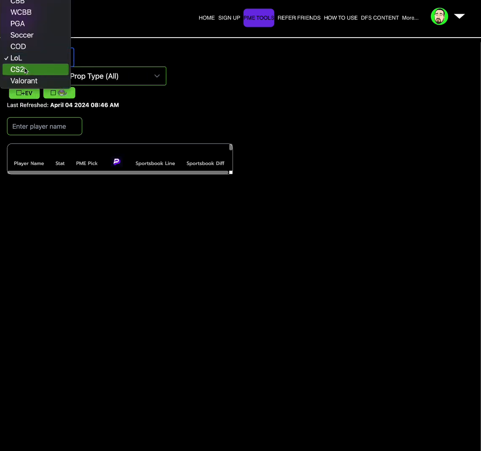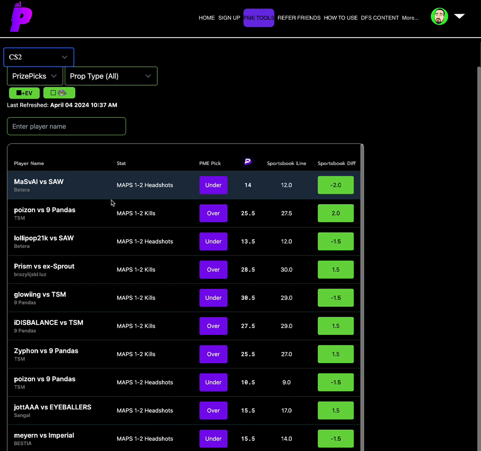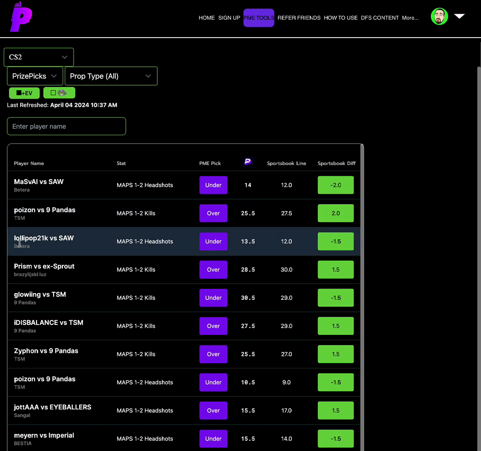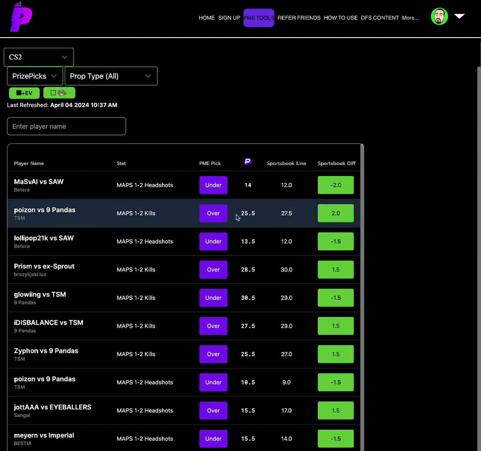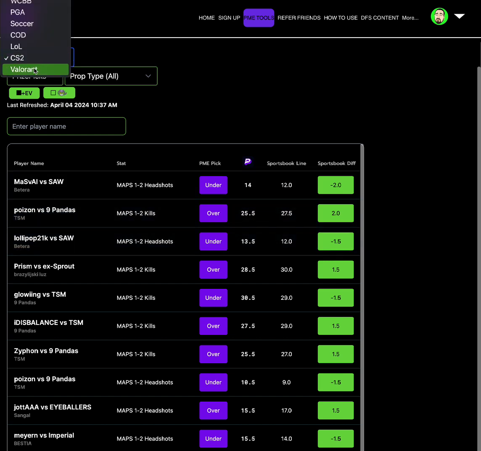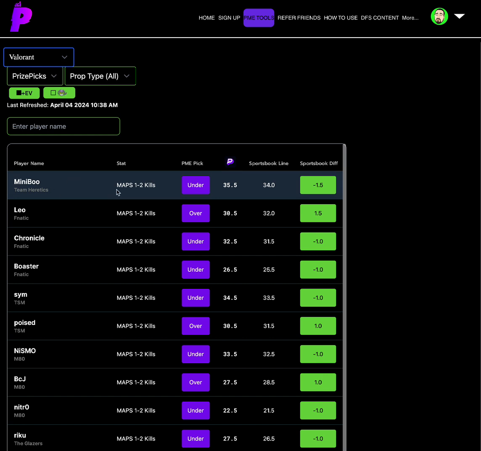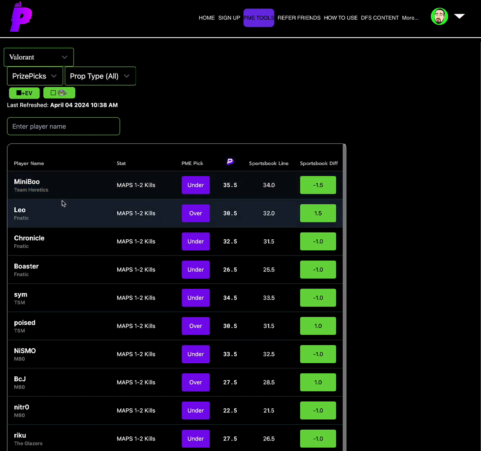Nothing for Call of Duty. Nothing for League of Legends. For CS2, we have the under on Masval versus Saw. Map 1 and 2 headshots under 14 at a -2. And then we have Poison versus 9 Pandas. Map 1 and 2 kills over 25.5 at a 2. And then we have Mini Boo. Map 1 and 2 kills under 35.5 at a -1.5 sportsbook differential. And then Leo. Map 1 and 2 kills over 30.5 at a 1.5 sportsbook differential.